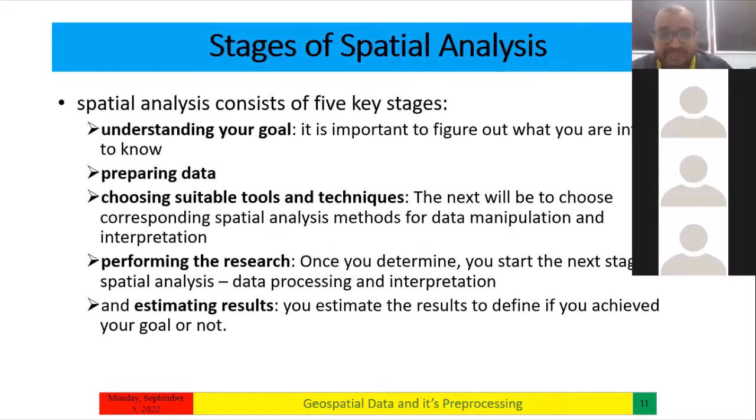So stages of spatial analysis, there are 5 key stages. First, you have to understand the goal, that is, what kind of analysis you are going to perform and what geographical location you have chosen for your study. Then we will talk about the different data sets that could be available, whether it could be GPS data, other GIS data, satellite data, drone data, or other statistical information associated with that particular location.